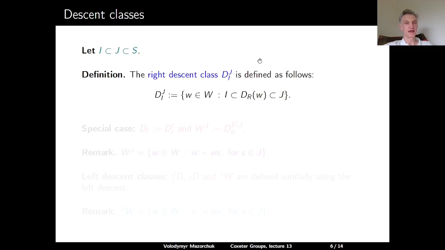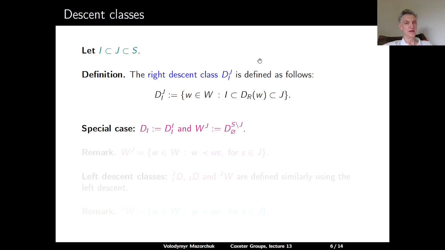Definition. The right descent class D_I^J is defined as the set of all elements w in our Coxeter group, such that the right descent set of w contains I and is contained in J. There are some special cases. If I is equal to J, then D_I^I is just denoted by D_I.